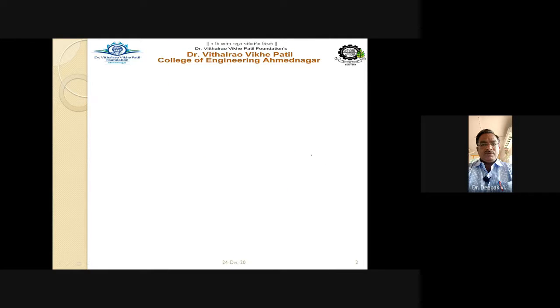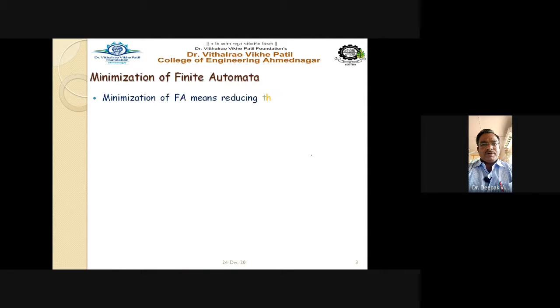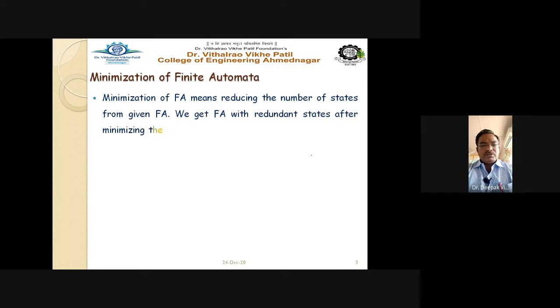In this lecture, we are going to start a new topic, and that is minimization of finite automata. So minimization means what? It means we are going to reduce the number of states in the automata. So how to reduce the states in the automata? If the automata has a large number of states, then it becomes very difficult to draw that automata, or to draw the state transitions from one state to another state. And it is tedious work to understand the actual working of that automata.